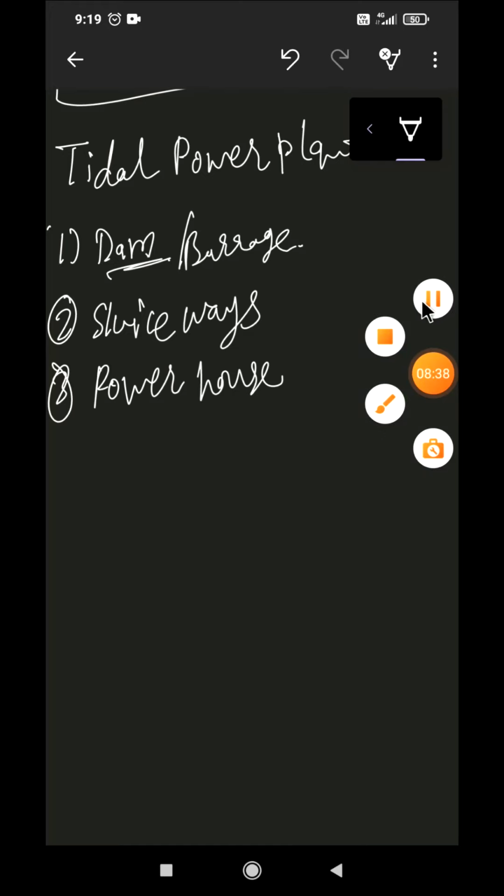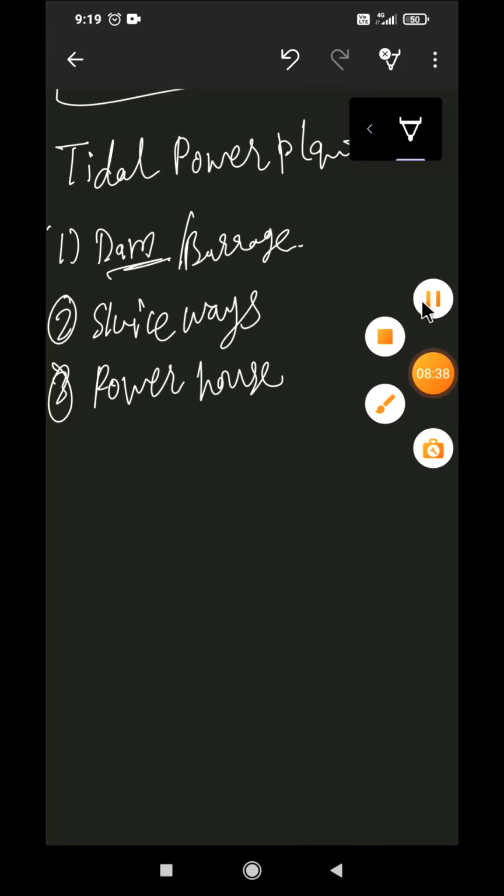The second component of tidal power plant is sluice ways. So the sluice ways are gates control devices. So they are used to fill the basin during high tide or empty the basin during low tide. So in existing plants, vertical lift gates have been used. Sludge gates can also be used. The flap gates allow flow only in one direction, from the sea to basin, therefore the level of basin rises.